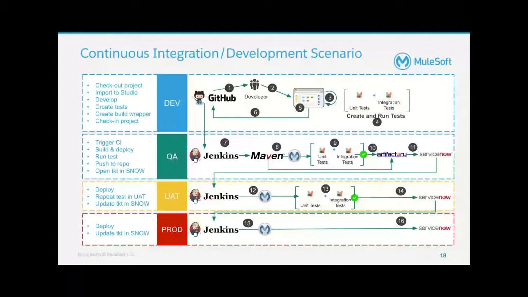The process starts in the development environment. It starts when the developer checks out the code, imports it into Anypoint Studio, and starts working on it. While working in Anypoint Studio, the developer will start creating unit testing and integration testing, right? Again, we're going to go through the details of how to build MUnit and integration tests, and Lakshmi is going to go through this in the demo. But basically, while you're writing the code, you're investing the time to write unit tests and integration tests.